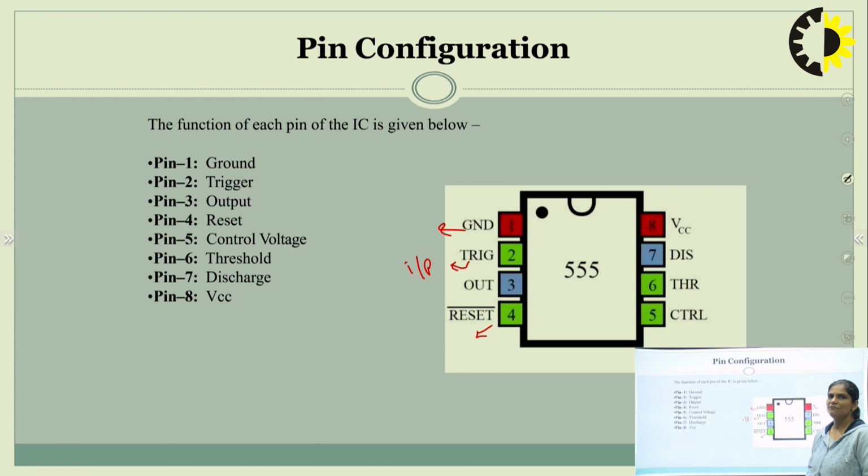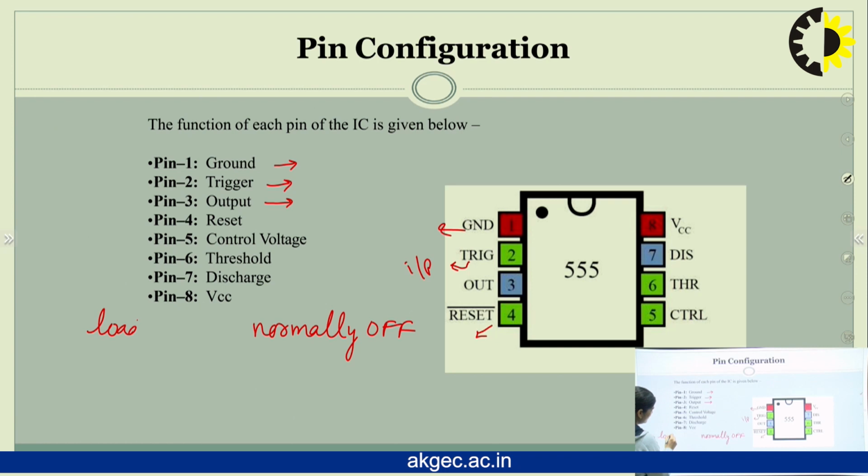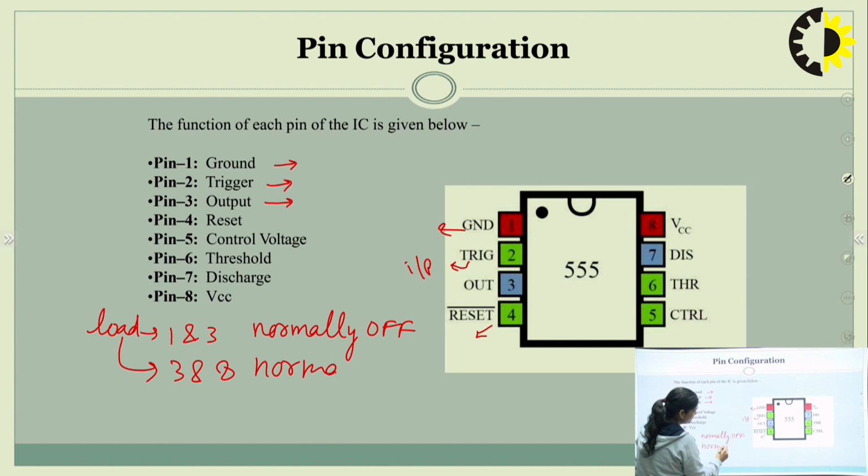Now here, all terminals are connected with respect to this ground, and we are using the triggering input at pin number 2 in this 555 timer IC. This is the output pin. If you are connecting a load, it can be connected in two ways. First, you can connect the load between output and ground, meaning pin number 3 and ground. That is normally off. If your load is connected between pin number 3 and 8, that is normally on.